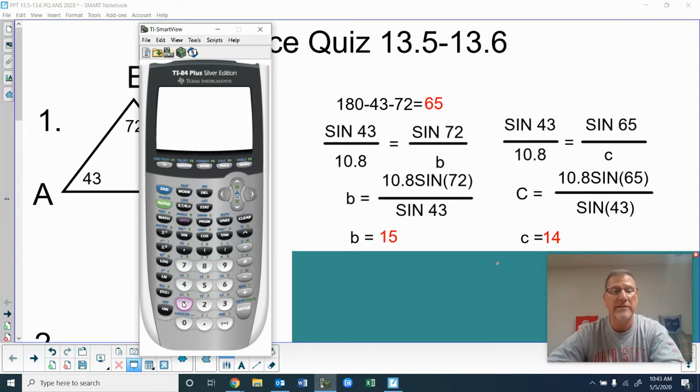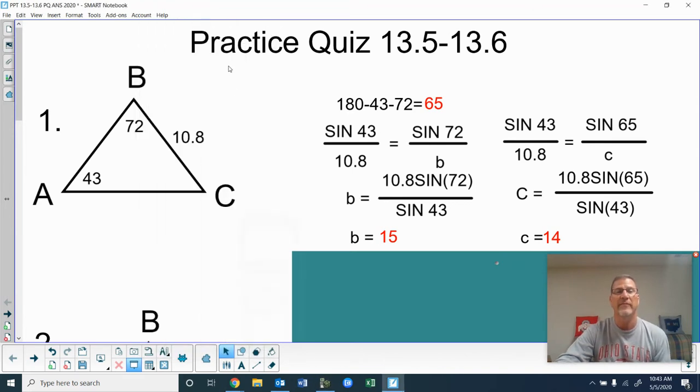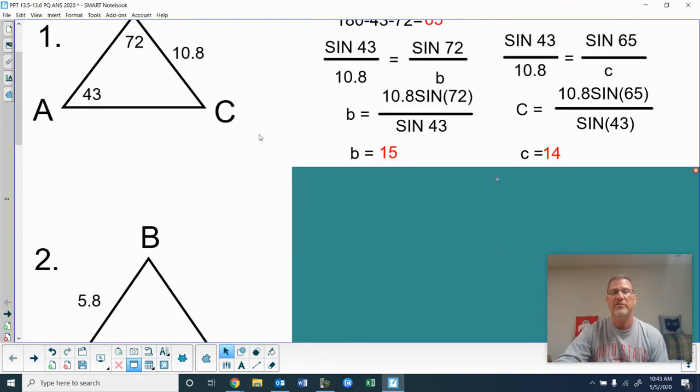So 10.8 times sine of 72, divided by sine of 43. Close off your parentheses each time. So we got 15.06. To the nearest whole number, that's 15. All right, so that's number 1. Hopefully you did that one correctly.